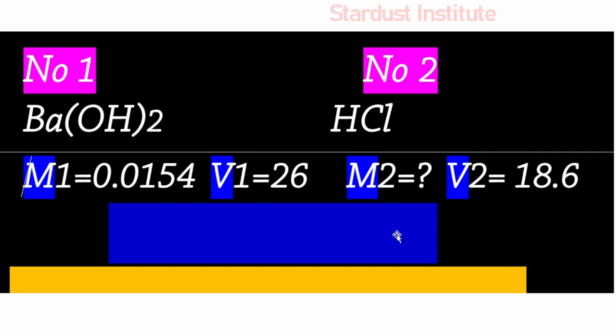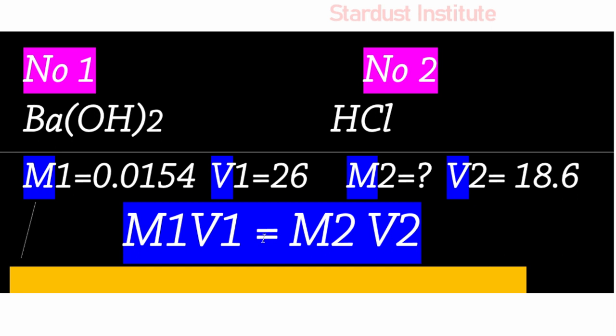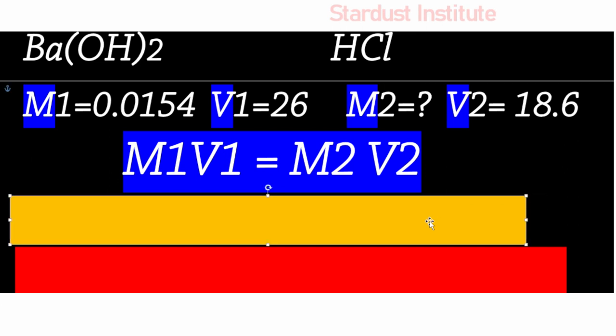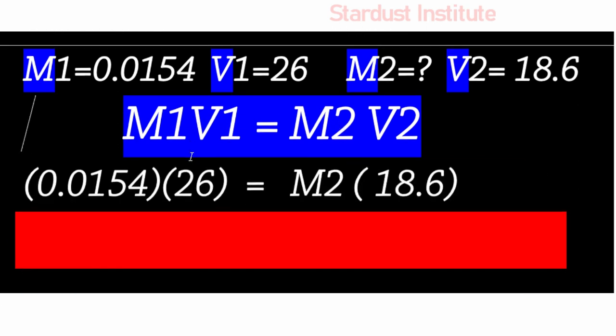Now we can create an equation like this. M1 V1 equals M2 V2. On the left hand side and right hand side units are same. Now we can substitute these values to this equation. M1 0.0154 times V1 26 milliliters equals M2, we don't know M2, we have to find it, V2 18.6 milliliters. I haven't mentioned units here.